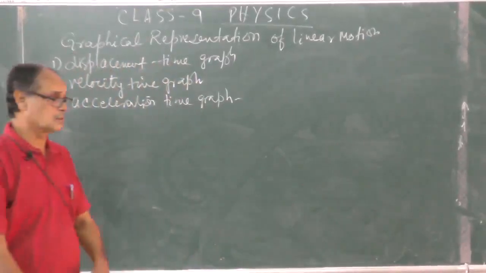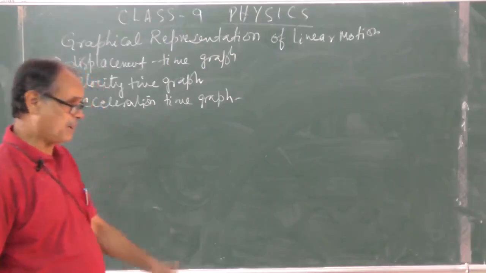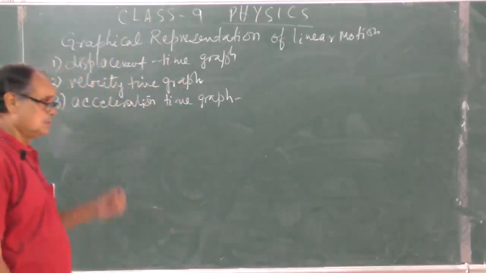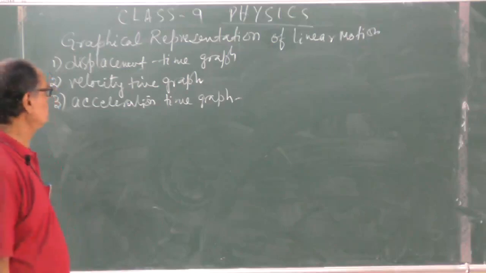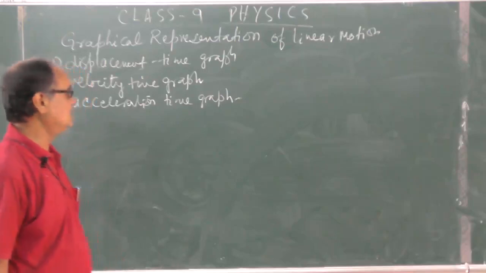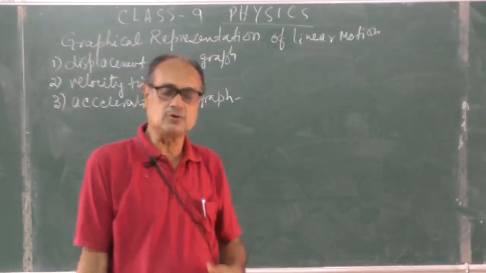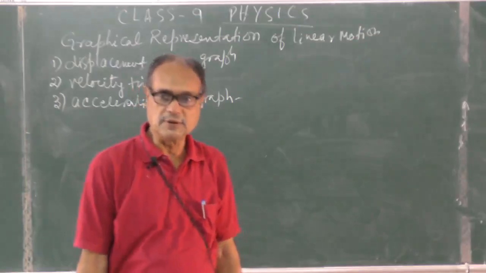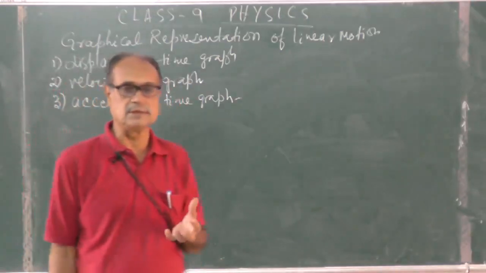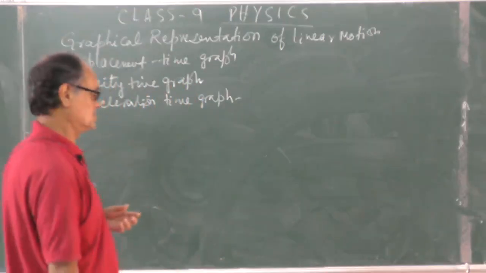Welcome, class 9 physics. Today we take up the second part of the same chapter of motion, that is graphical representation of linear motion. This speaks about the graphical way, the way that it is described in graphs. It is a pictorial representation, a diagrammatic representation.